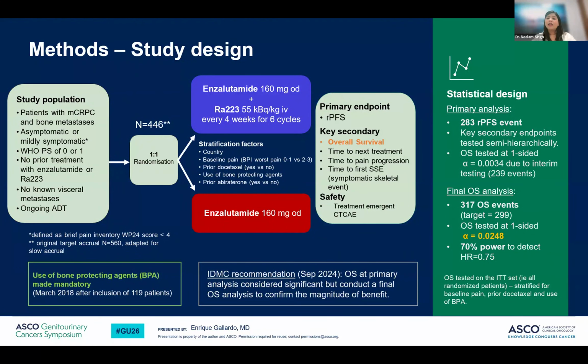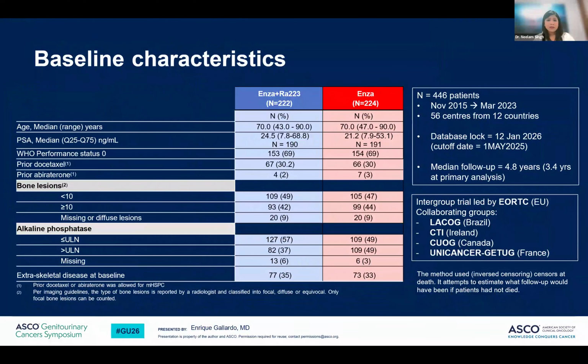Here, as we can see, the statistical design was event-driven. For the primary analysis, 283 radiographic progression-free survival events would have happened, and it was tested in a semi-hierarchical way. The OS was tested at a one-sided alpha of around 0.034, and the final OS analysis was tested at the remaining alpha, around 0.0248. There is a 70% probability to detect a 25% reduction in the risk of death if the true HR is around 0.5 as per the specified alpha value. The baseline characteristics are pretty much balanced in both arms.